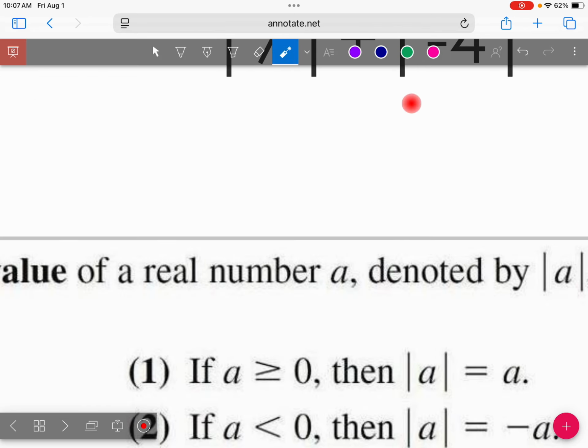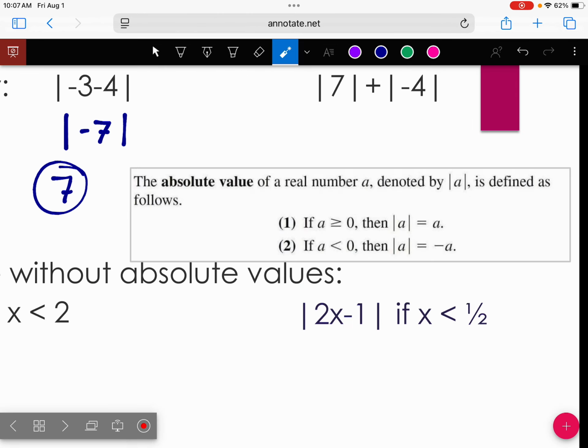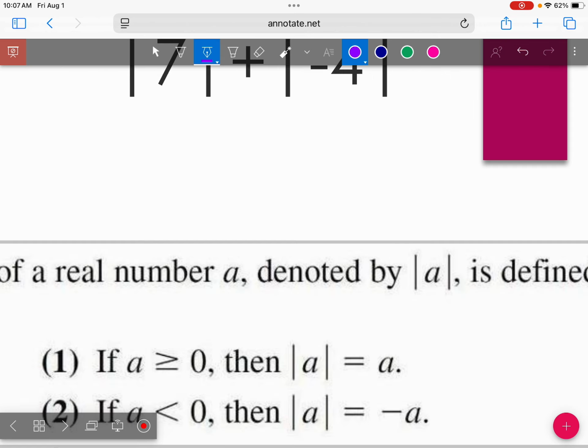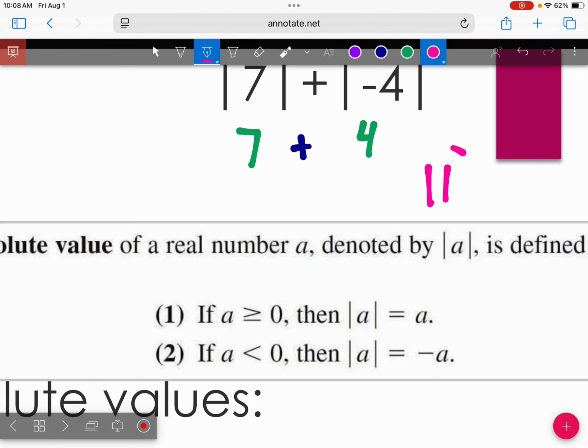So on this one, our order of operations is a little bit different. Over here, we treat the absolute value like a set of parentheses, so we have to do what's inside first. On this one, we need to do our absolute values first and then add. So absolute value of 7, 7. Absolute value of negative 4, 4. 7 plus 4? 11. Boop.